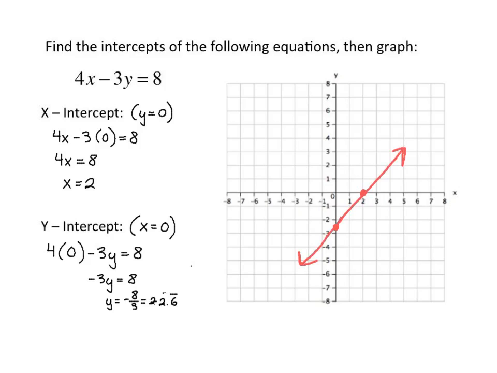Good. So at this point, I have 4 on-your-own problems I'd like you to try. First find the x- and y-intercepts, and then sketch the line. So go ahead and give those a try, and we'll check in on this next class.